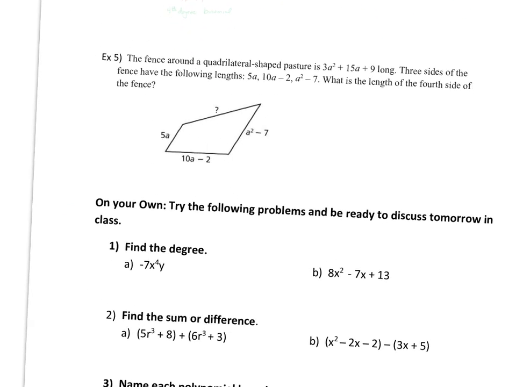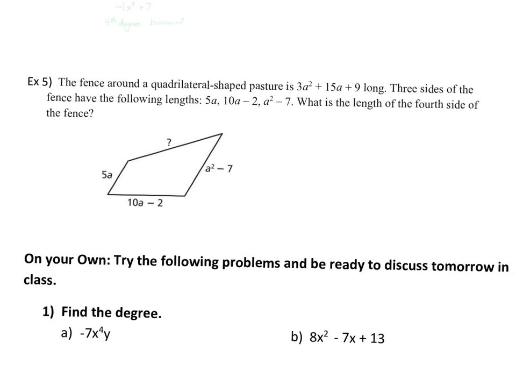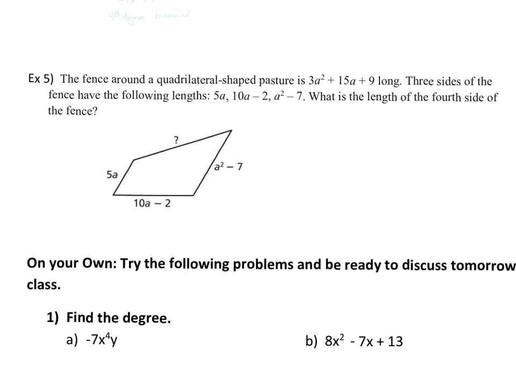All right, and last one here for the video. A fence around a quadrilateral-shaped pasture is, and then they give you 3a squared plus 15a plus 9 long. 3 sides of the fence, so you can kind of see down here we got the 3 sides of the fence. What is the length of the 4th side? So in other words, if they're telling you that the fence is going to go all the way around, hopefully you understand that that is perimeter. All right, so this guy right here is going to be our perimeter.